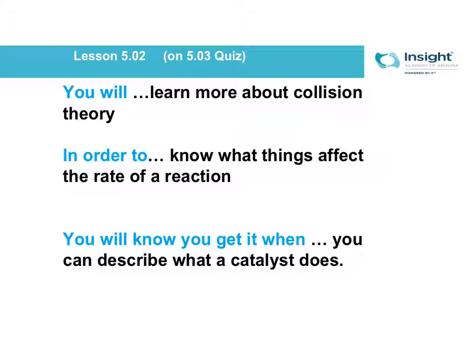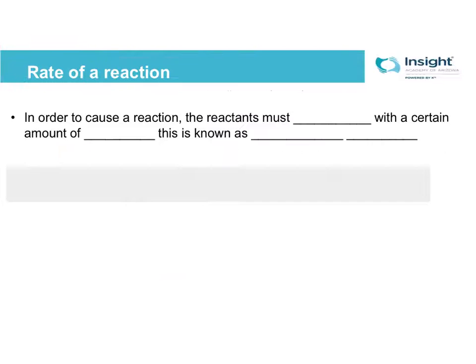All right, also on the 5.03 quiz is going to be lesson 5.02, which is about, again, tying into collision theory, but also what sorts of things will make a reaction happen faster. All right, so you'll be able to list these things, and then a key term you're going to want to make sure you're familiar with by the end of this is the word catalyst.